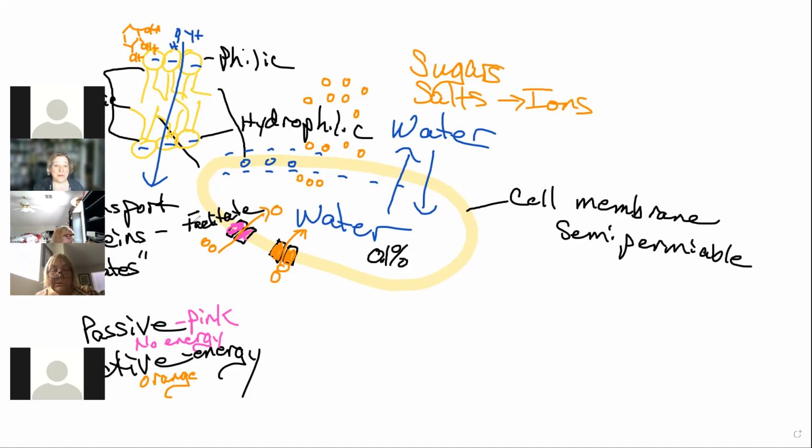Okay, let's talk about osmosis again. We talked about passive diffusion and active transport. But let's say that this cell is living in lake water, and we're going to say there's 0% salt. So I've got 0.1% salt inside the cell. And let's go ahead and make salt green.